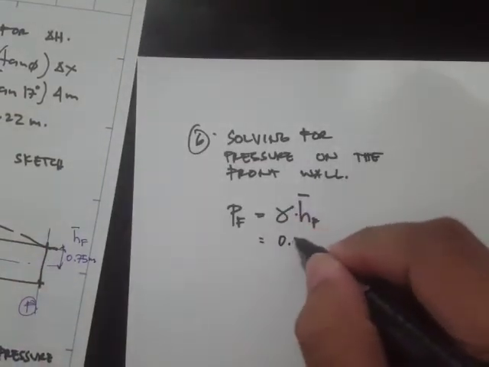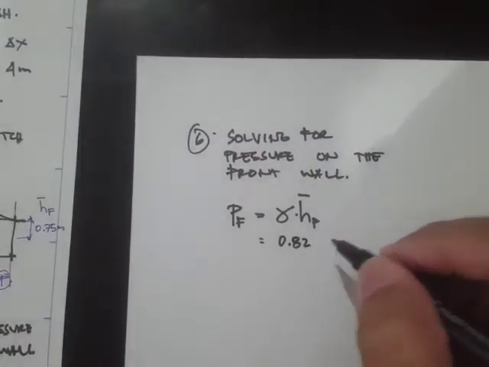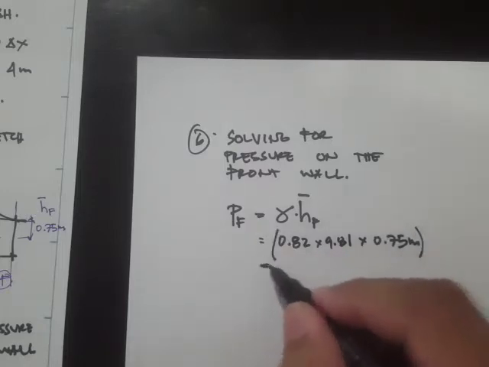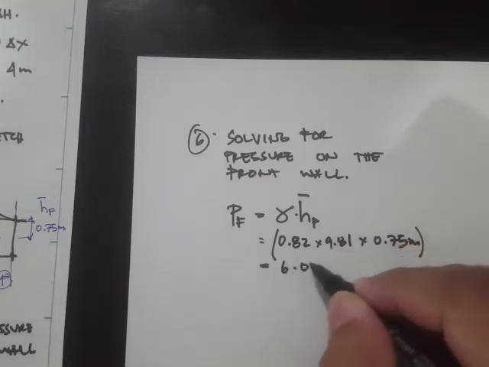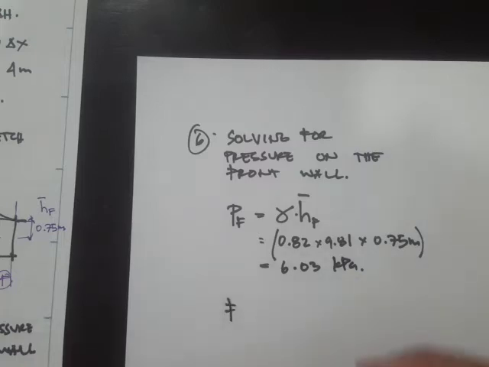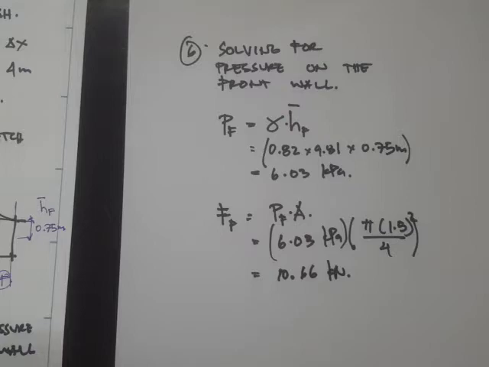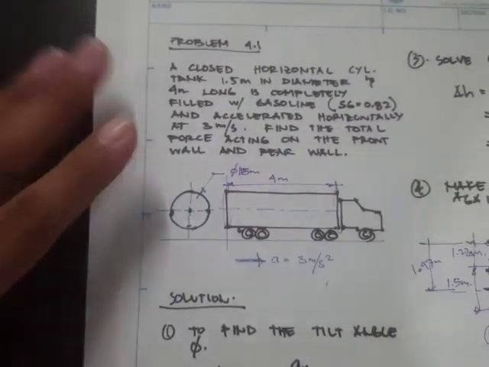Okay, so let's substitute all the values. 0.82 times 9.81 times 0.75 meters. Okay, and we get a value of 6.03 kPa, and therefore the force acting on the front wall is just equal to the pressure times the area. So that's 6.03 kPa times pi times 1.5 squared all over 4, and we get a value of 10.66 kilonewtons.